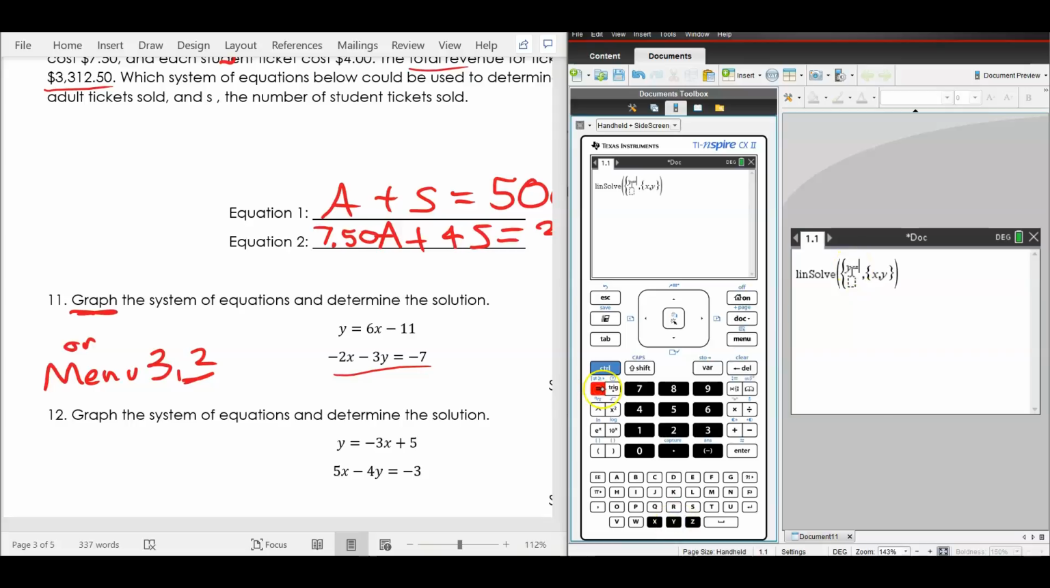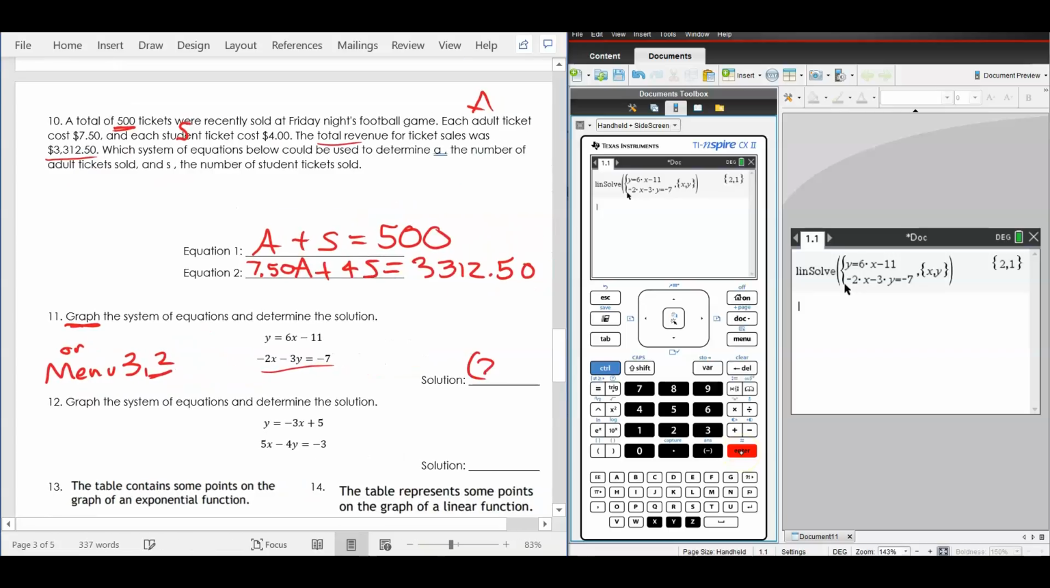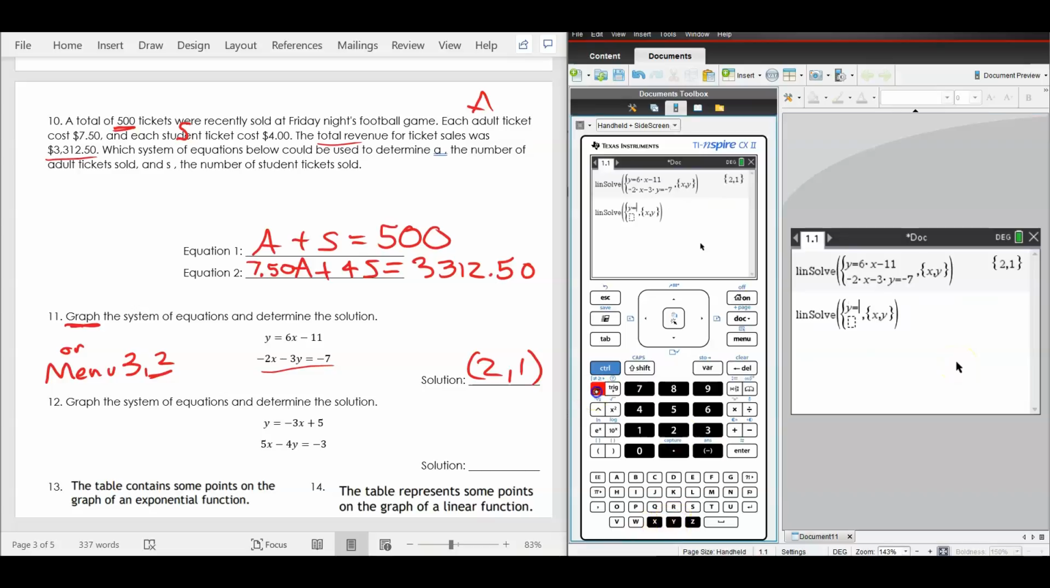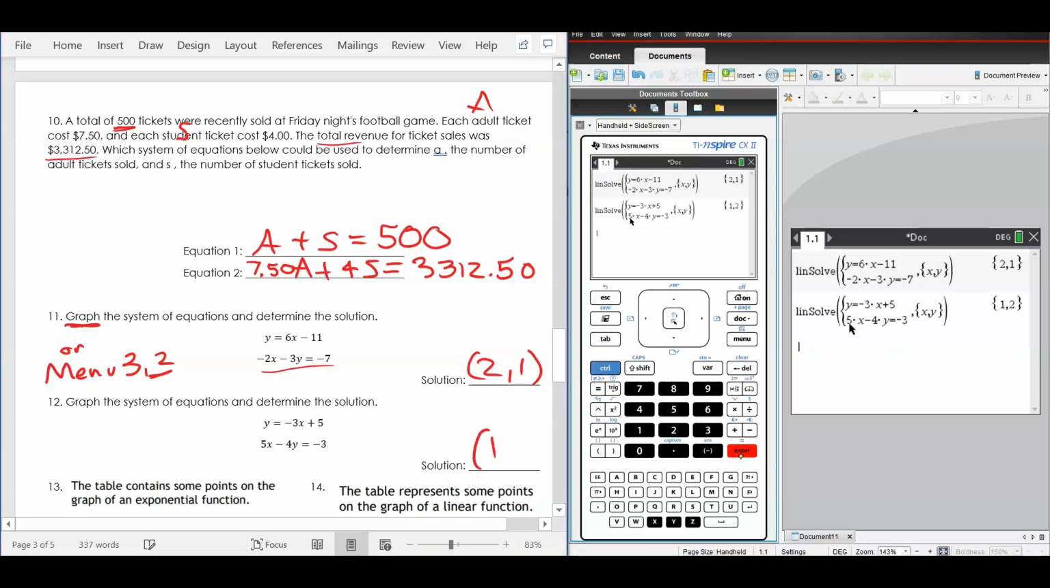Y equals 6x minus 11. And then negative 2x minus 3y equals negative 7. 2, 1. All right. And once again, menu 3, 2. Y equals negative 3x plus 5. 5x minus 4y equals negative 3. 1, 2. So again, menu 3, 2 is your friend when you have two equations, okay?